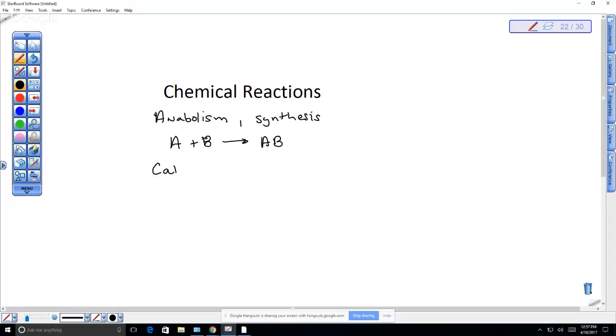Catabolism is breaking it apart. Okay. So here AB is broken down into A and B, right? This is also referred to as decomposition. So I'm decomposing it, I'm breaking it down, I'm breaking it apart. Okay.